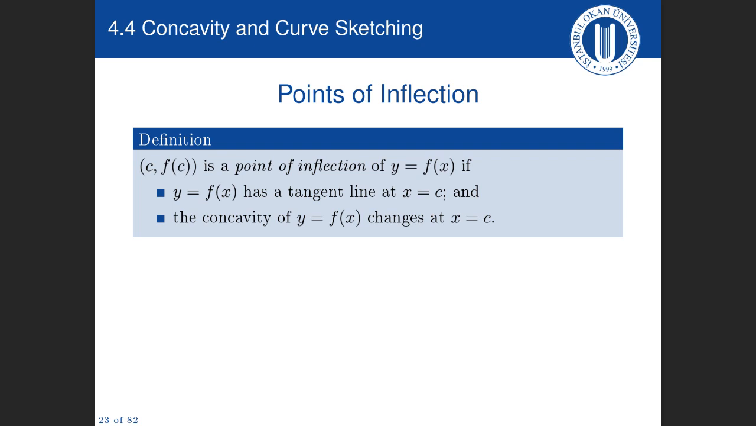But we need to be more careful than that. A point (c, f of c) is called a point of inflection of y is equal to f of x if these two things are satisfied. First of all, the graph must have a tangent line, so nothing crazy going on there. And part two, the concavity of the graph must change when x is equal to c.